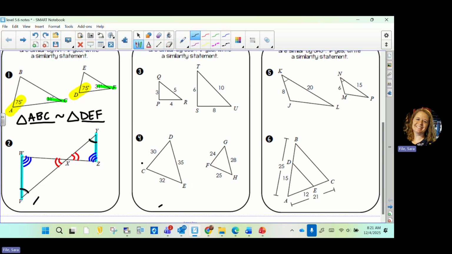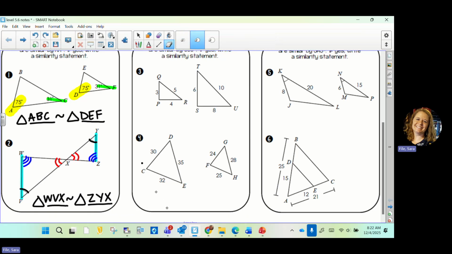So again, the triangle that I named first can go in any order that I want. So the triangle on the left, how do we want to name this? WVX. Okay, so I started with W. So on this triangle, which one corresponds to W? Yeah, look at the markings we put. The W corresponds to the Z. So I have to start with Z. Okay, and then V corresponds to the Y, and then X corresponds to X. So notice X is a vertex in both triangles. They share that point X.